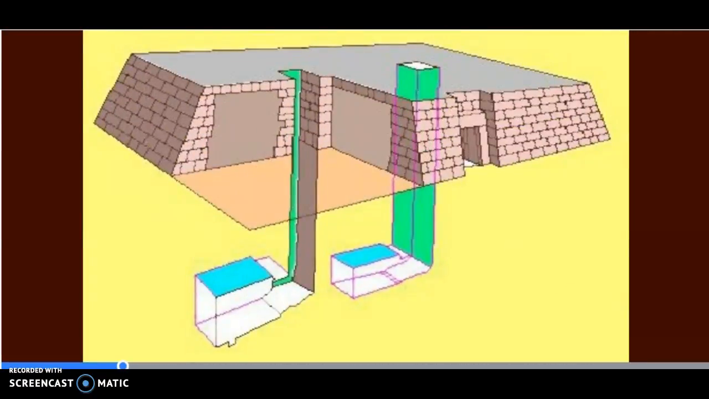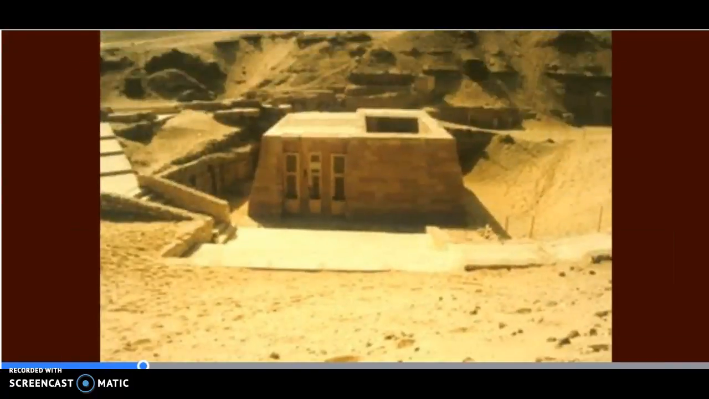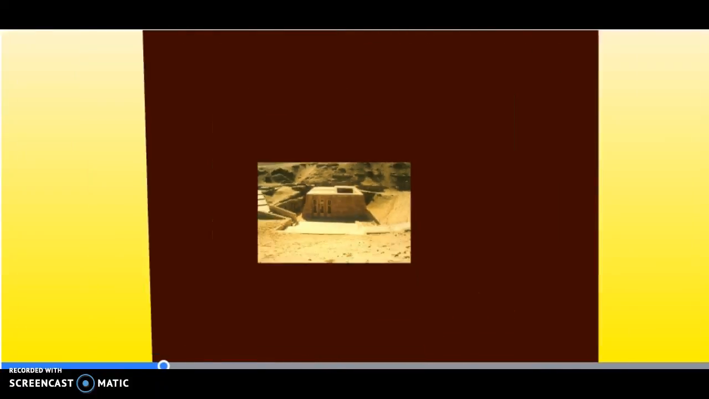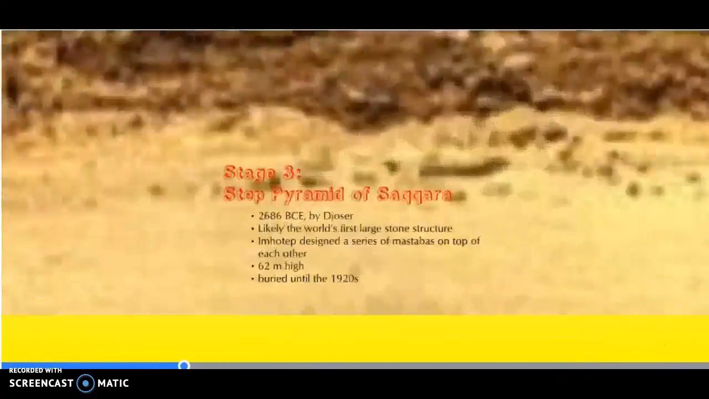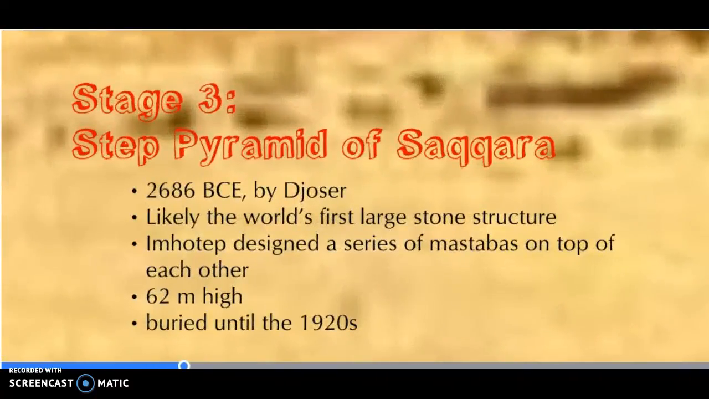This is just another image, so you can see that there were some more elaborate ones with double burial tombs. And this is what one might have looked like from the outside. So the next stage is actually the step pyramid. So you can see here that the step pyramid of Saqqara, made by Djoser, was likely the world's first very large stone structure.